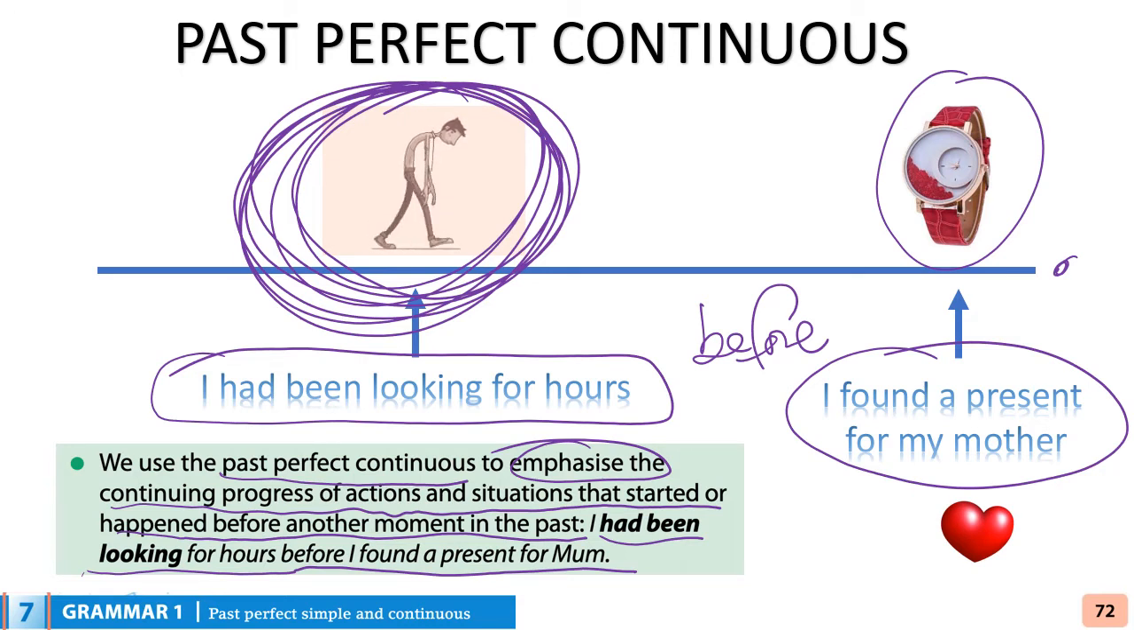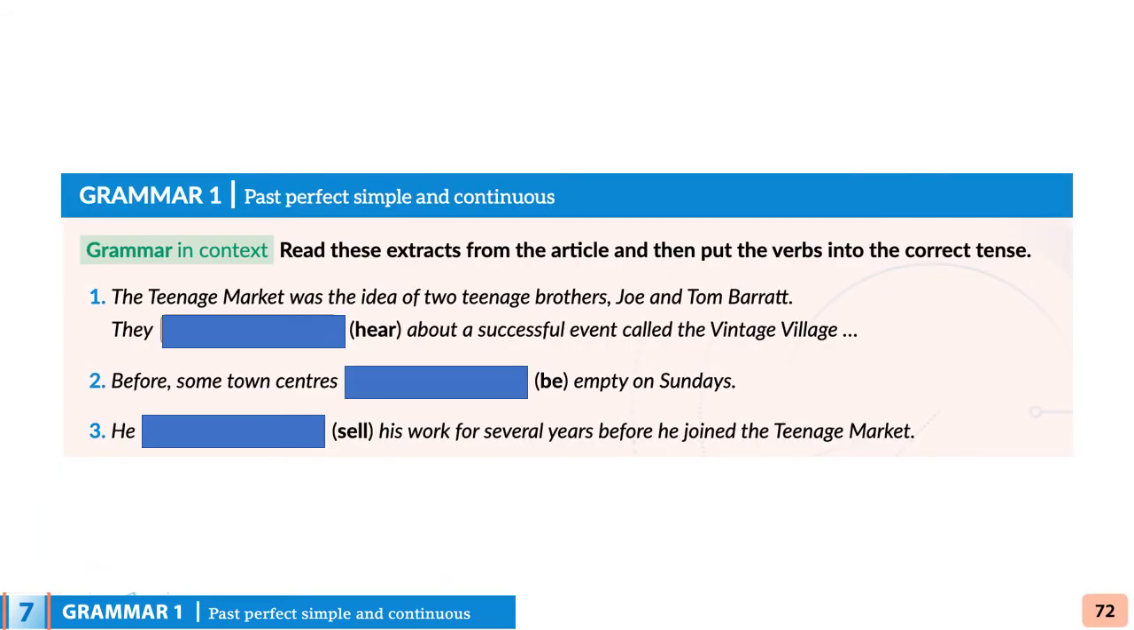So let's take a look at some exercises from your student's book. Page 72, exercise number 1 or number 2, I don't know. Okay. Past perfect simple and continuous. So read these extracts from the article and then put the verbs into the correct tense. Now, number 1, the teenage market was the idea of two teenage brothers, Joe and Tom Barrett. So you have to write here the past perfect simple or continuous.